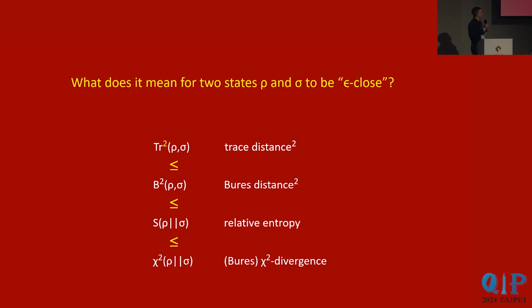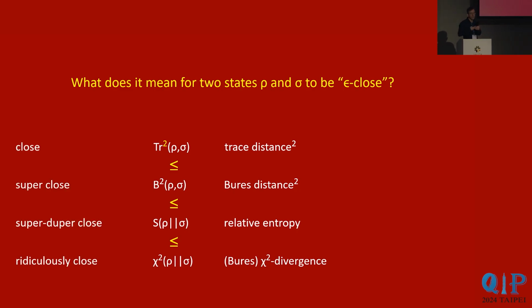That means you get different notions of strictness or closeness as a quality guarantee when you have a tomography algorithm. If you manage to find an estimate sigma that has small squared trace distance from rho, then you could say, I found a close estimate of rho. If you did better and found one that had small infidelity, then you might say, I found a super close estimate of rho. If the relative entropy was small, then I'll call that super duper close. And if the chi-squared divergence even is small, then I will say that these 2 states are ridiculously close.